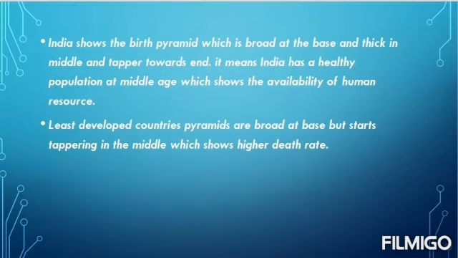India shows a pyramid which is broad at the base and thick in the middle and tapers towards the end. It means India has a healthy population at middle age, which shows the availability of human resource. Least developed countries' pyramids are broad at the base but start tapering in the middle, which shows higher death rate.